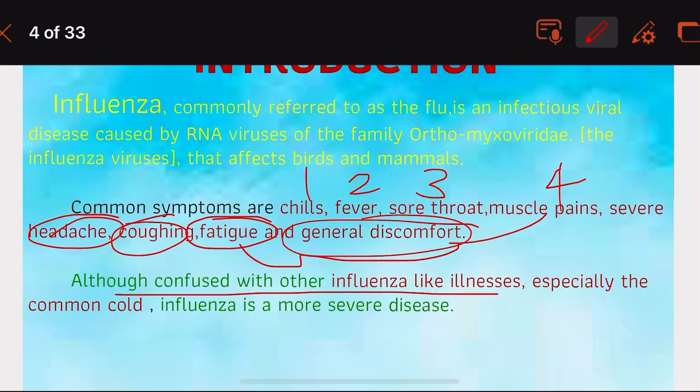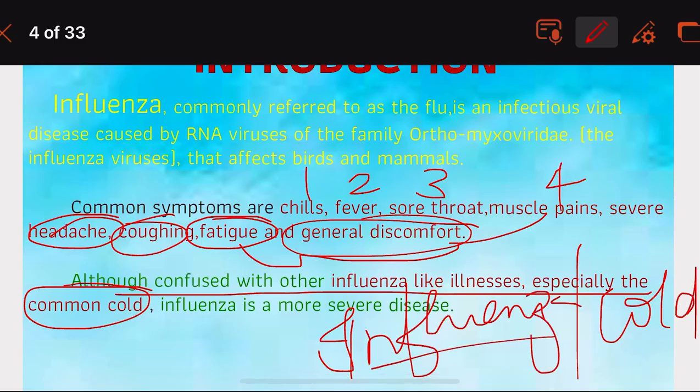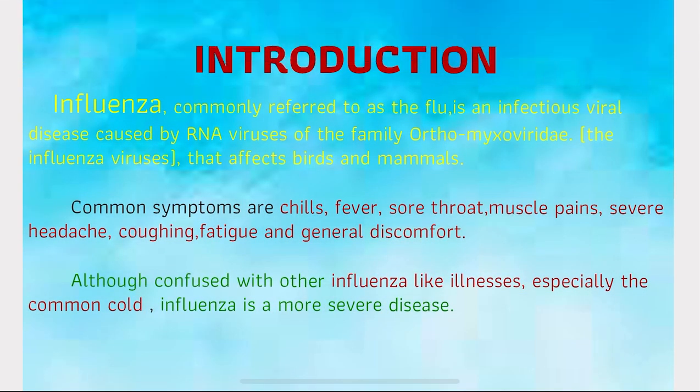Influenza is often confused with other influenza-like illnesses, especially the common cold. We usually confuse them, so what is the difference between influenza and the common cold, and how can we differentiate it? Influenza is comparatively more severe compared to the common cold. The common cold is self-limiting and comes in a very milder form, whereas in influenza we have severe headaches and general discomfort. The fatigue is quite severe in cases of influenza.